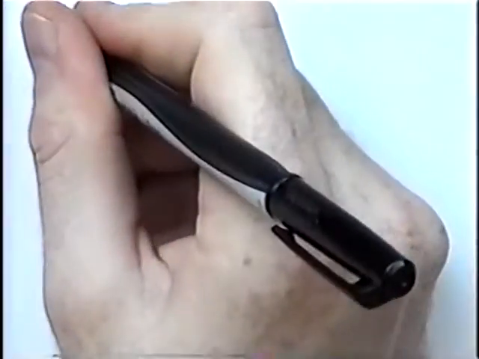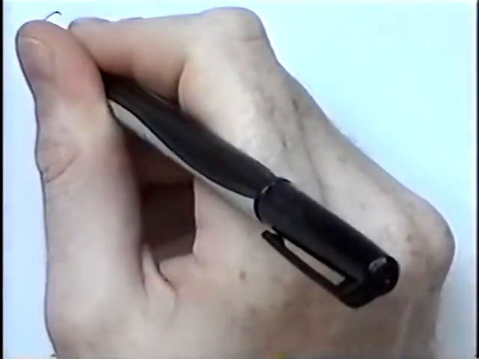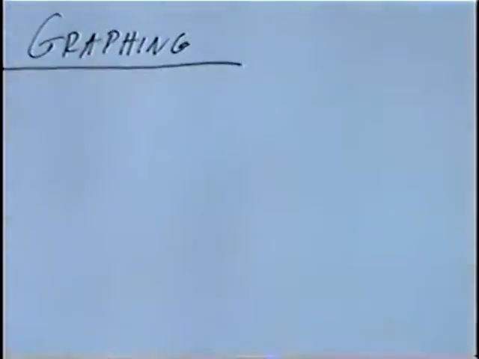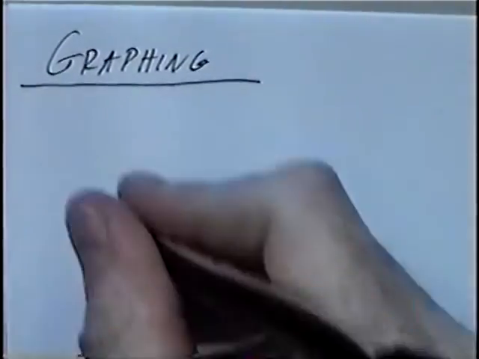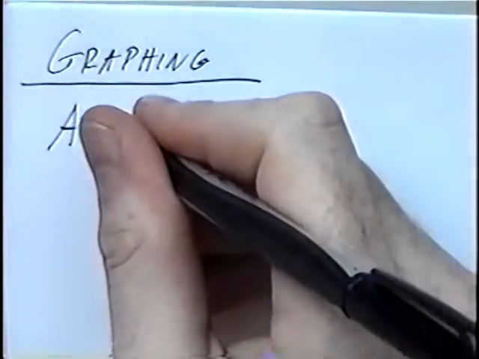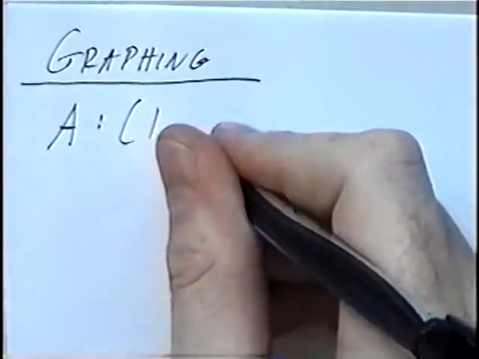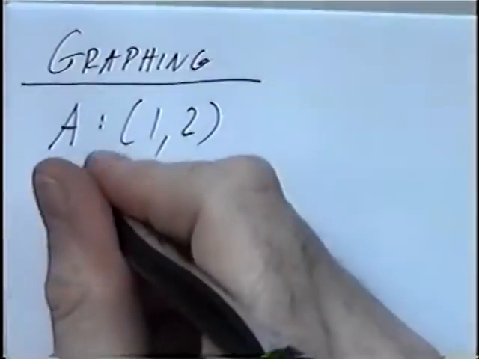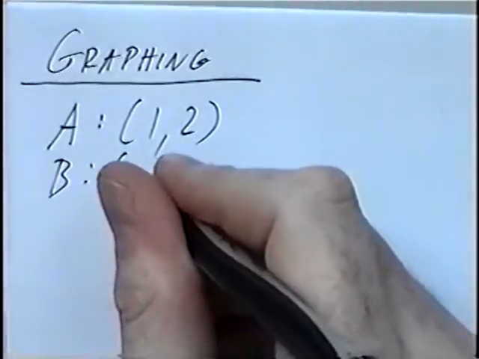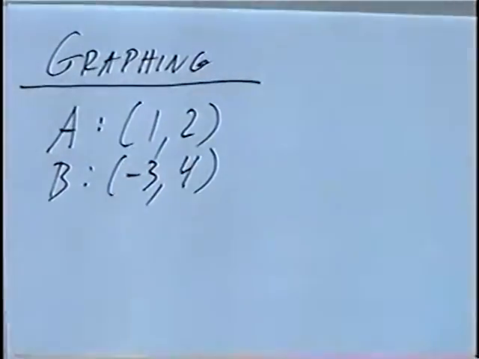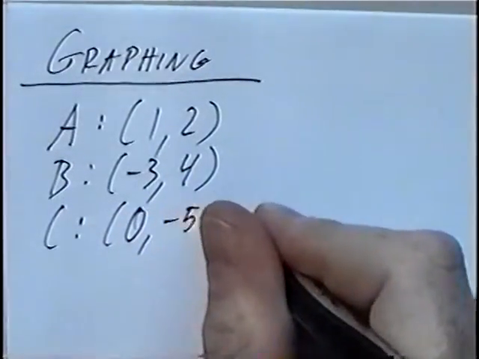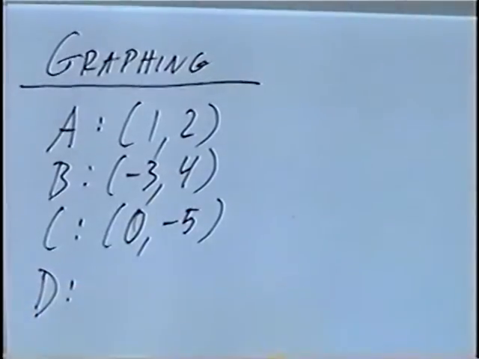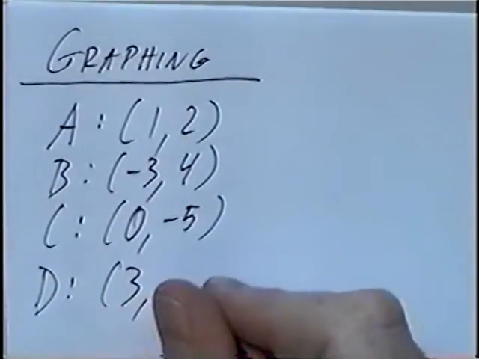Title of the first section today is Graphing. In this section, we'll graph points on an XY axis. The first point we'll graph, the letter A, is the point (1, 2). Letter B is the point (-3, 4). Letter C is the point (0, -5). And last point, D, is (3, 0).